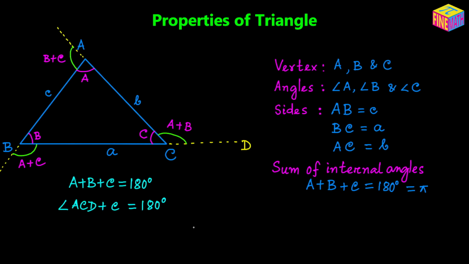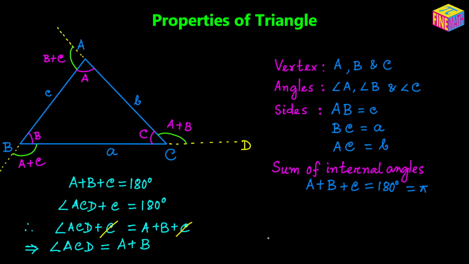Now from these two equations we can clearly say that the left hand sides are equal. So from here we can say angle ACD plus angle C is equal to angle A plus angle B plus angle C, and the angle C will cancel on both sides, and from here we get angle ACD equals angle A plus angle B, and that's the proof. And similarly you can prove the other ones also, with the exact same approach. So an exterior angle is equal to the sum of the two furthest interior angles.